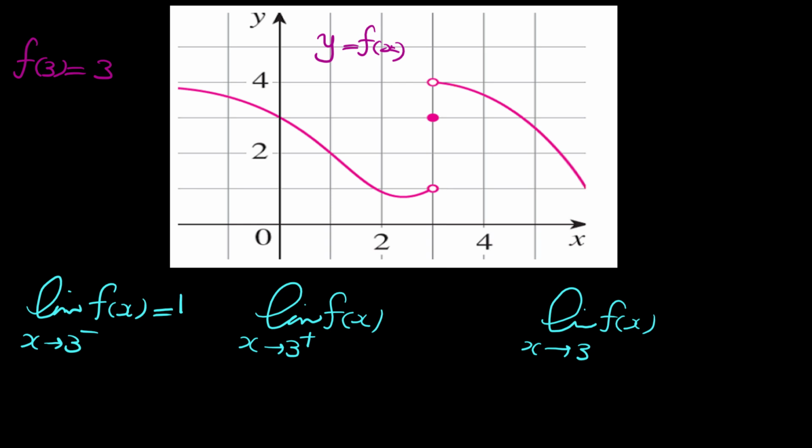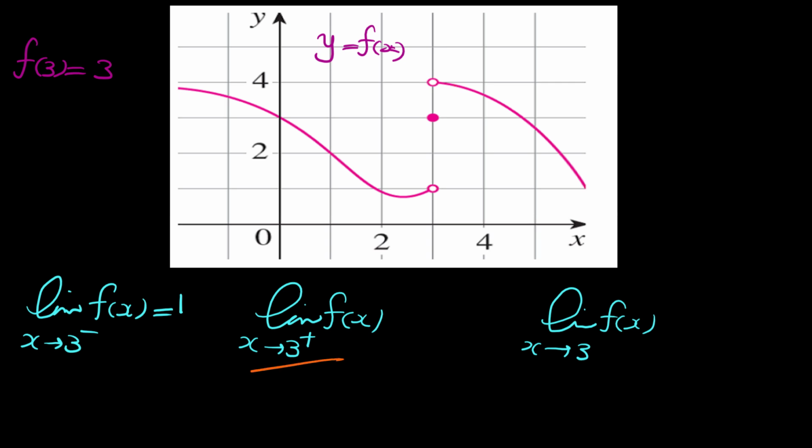Now, what is the limit of the function when x approaches 3 from the right side? This time, we go toward 3 from the right side, following this curve. Focus on this curve. This is the curve that you have to focus on. When we approach 3, we are so close to 3 from the right side. What is the y value of the function? What value does y approach?